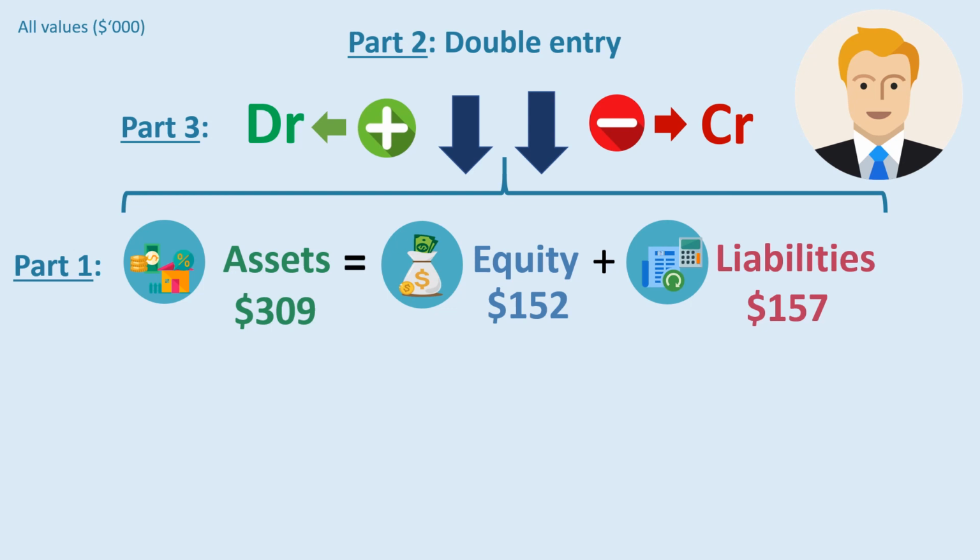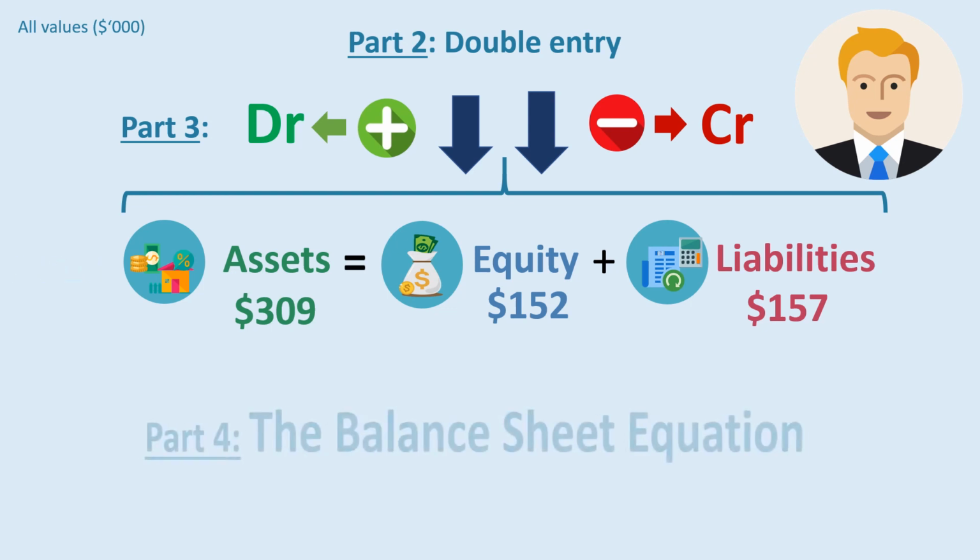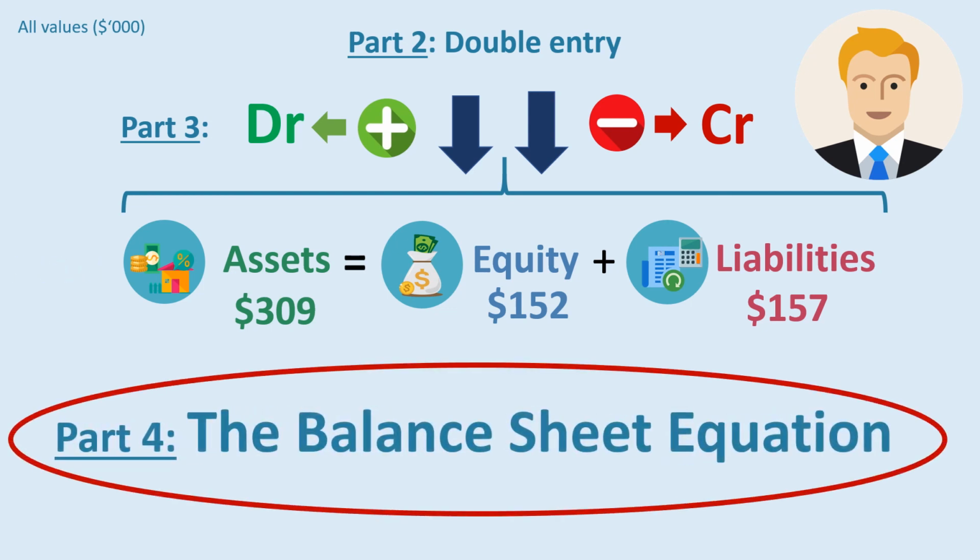And this equation has a special name. It is called the balance sheet equation. And we already know the balance sheet is indeed just a sheet of paper where assets are balanced with equity and liabilities.